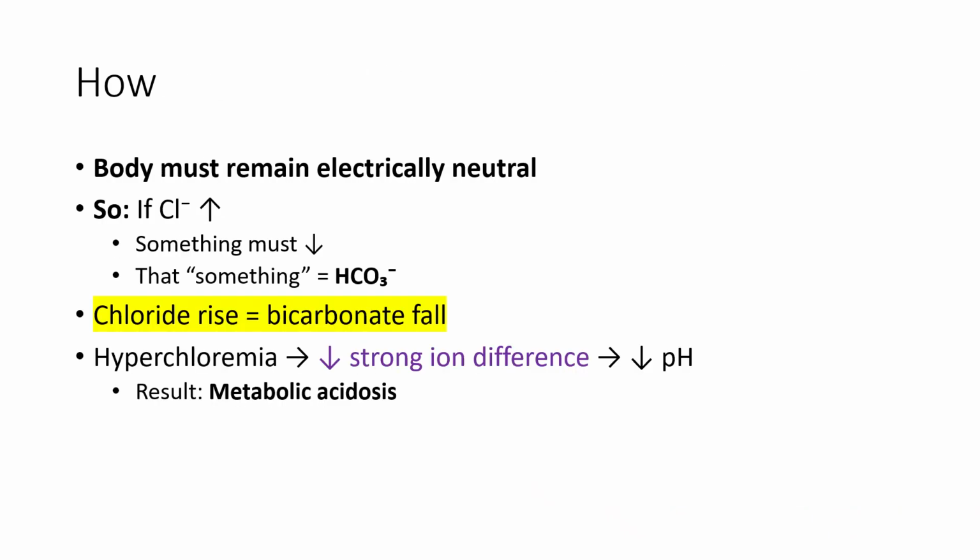How does normal saline lead to acidosis? Basically, the body always has to be electrically neutral. So if you give too much NaCl to someone, that will lead to increased chloride levels. To compensate for that increased negative charge, something must decrease. That something is bicarb. So any rise in chloride has to be compensated by a fall in bicarbonate. So this hyperchloremia will decrease the strong ion difference, we will see what a strong ion difference or SID is, and that will lead to decreased pH, leading to hyperchloremic metabolic acidosis. So again, if there is an increase in chloride, a compensatory decrease in bicarb must occur. This decrease in bicarb leads to metabolic acidosis.